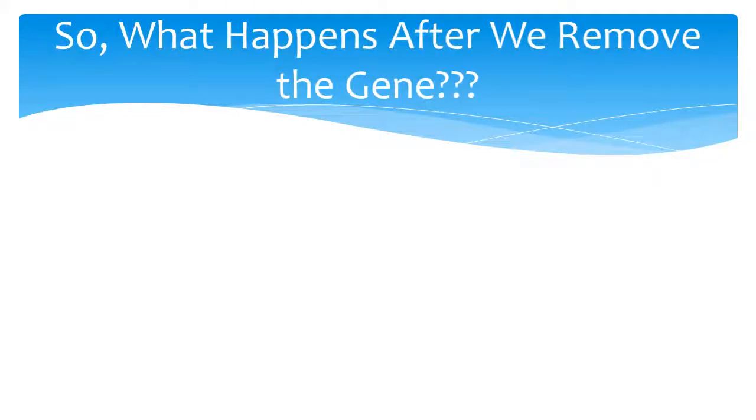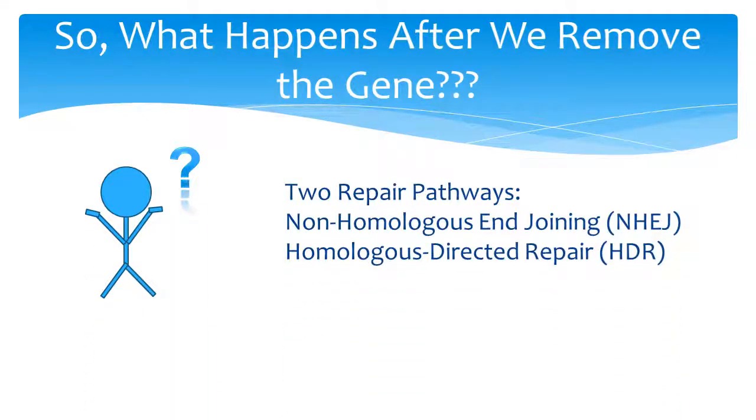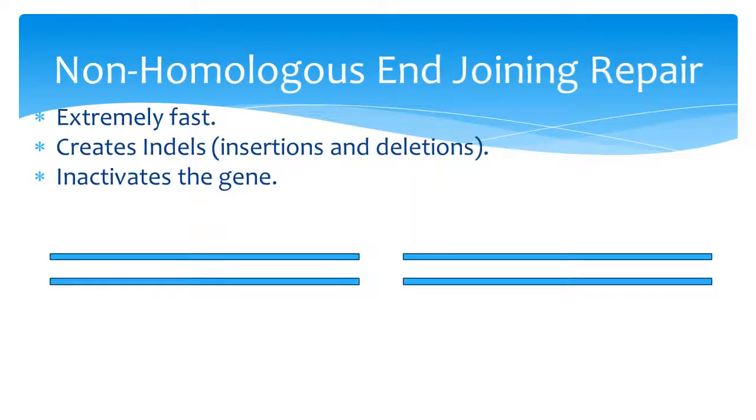Another question you might ask is, what happens after we remove the gene? We still have a double-stranded break. This can be repaired with two pathways, non-homologous end-joining repair and homology directed repair. First up, we have NHEJ.